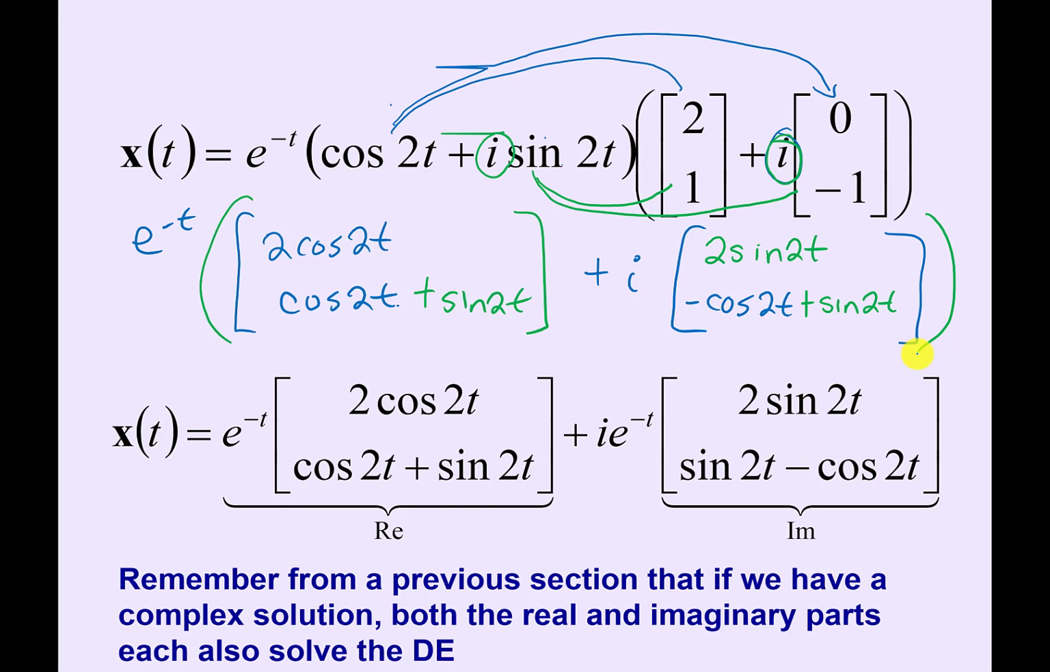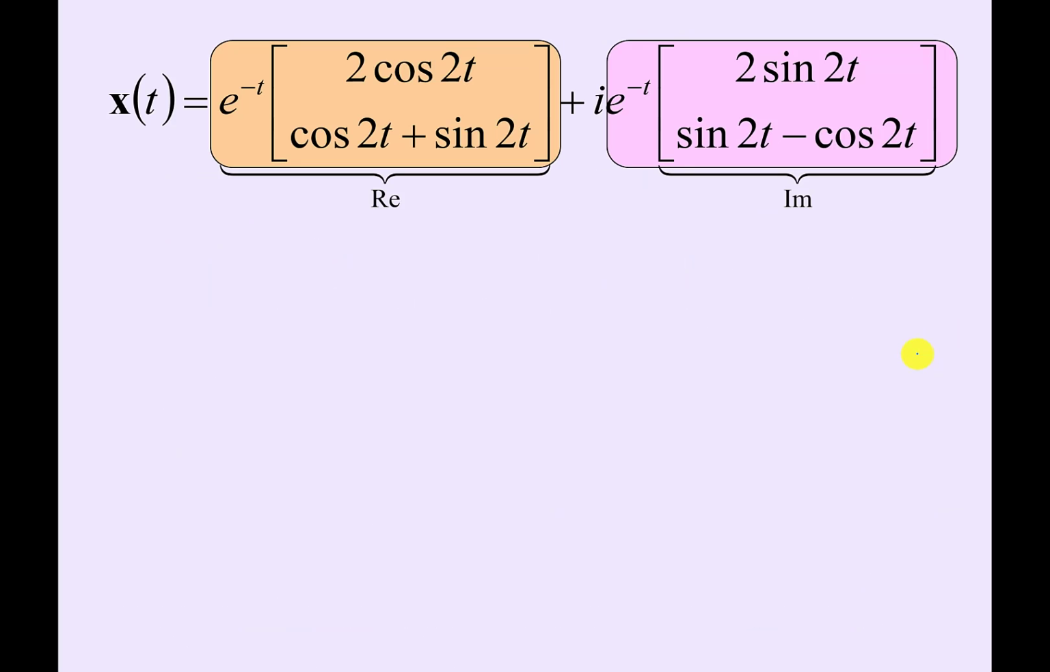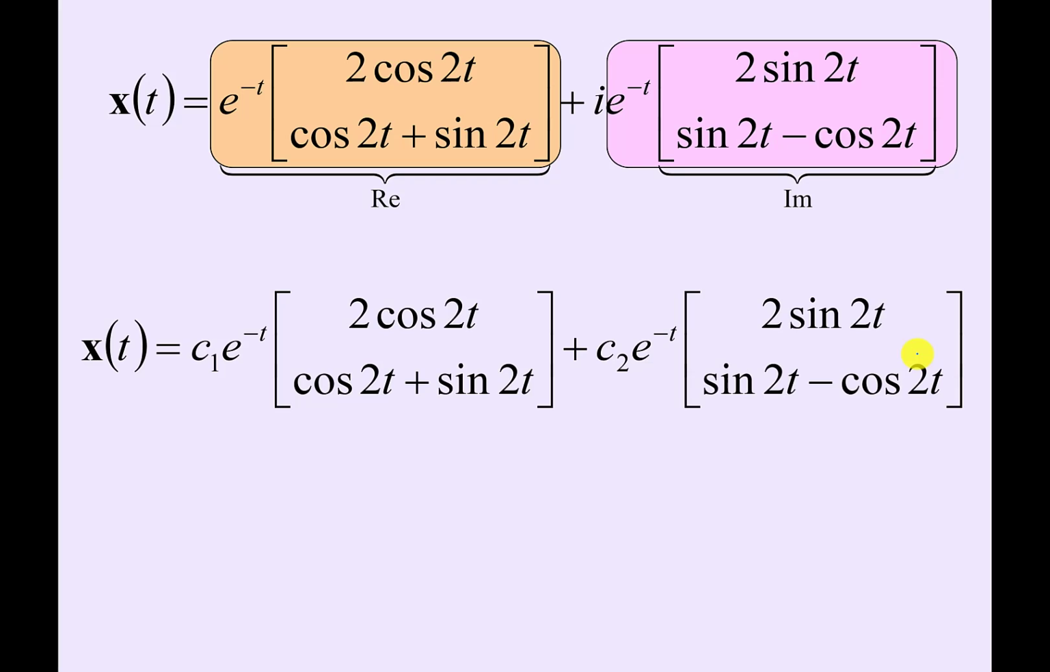And so we're going to take those two pieces, and that's how we're going to build all of our solutions. So here's our two pieces, and if we take just the real part and put it in a linear combination with just the imaginary part, then we would have all solutions. So these are the solutions to the system of differential equations.